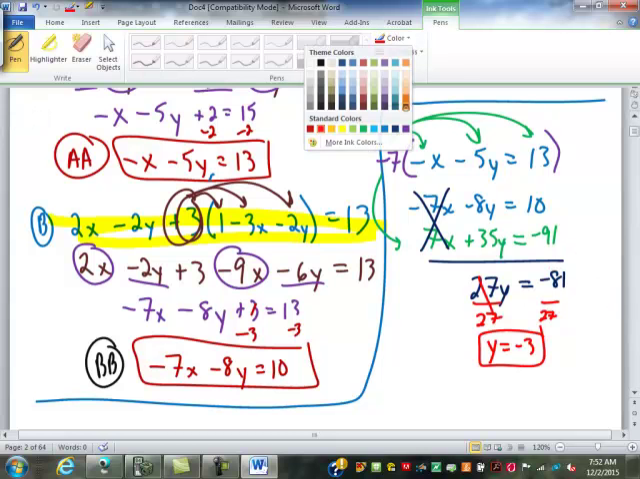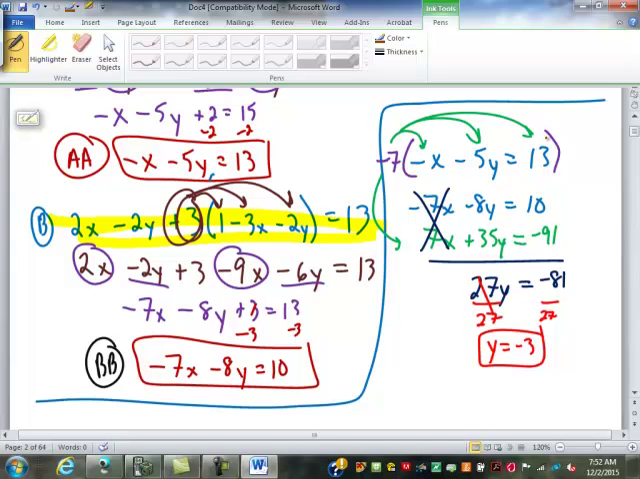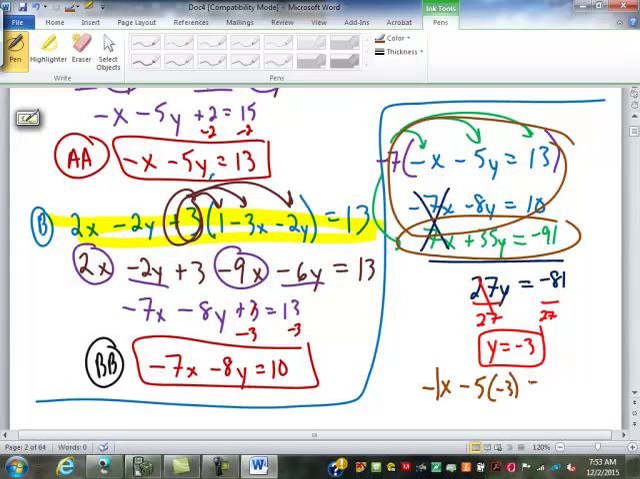Guess what? We got two variables to go. How do we find x? Well, we go back to one of these equations up here. In fact, we could use this one if we wanted to. But I'm going to do this. Negative x. Now I'm going to think of this as negative 1x minus 5y. Well, for y, I'm going to put in negative 3 equals 13. Everybody see where that negative 1 came from in front of the x? Just a negative x is the same as negative 1x.